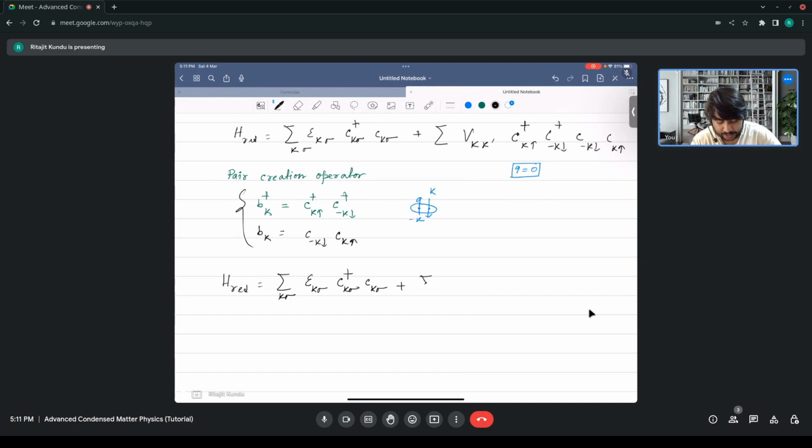And so in the second term, in the interaction where there is a summation over k and k prime, I'll write directly in terms of these pair creation operators. So this is reduced in terms of a bilinear in the creation and annihilation operators of this pair. Intuitively you can think that, because these operators are made of two fermions which are spin half, this effectively gives rise to some kind of boson.